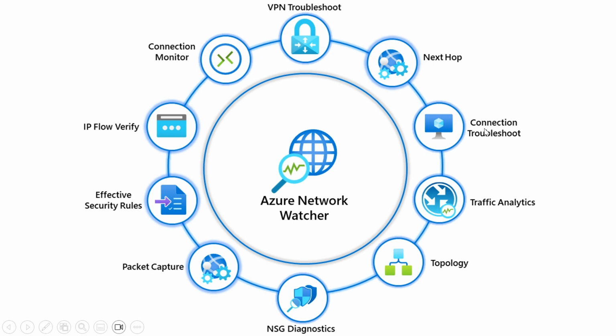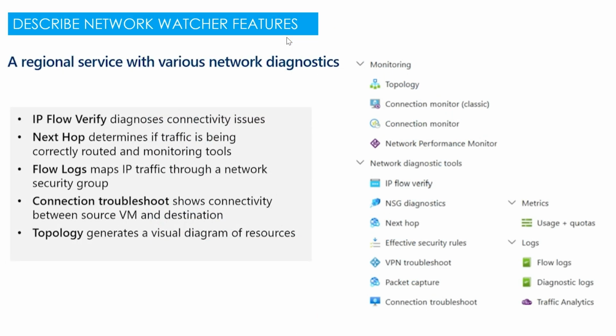So this is one of the examples that we were discussing, connection troubleshoot. And similarly, we have next hop to identify how the traffic is flowing through, which is the gateway, and where exactly is the next hop for your traffic flow. And there are plenty of other tools which help you with different aspects. So we will get into the details of each and every tool one by one. They are categorized into monitoring, diagnosis, and metrics and logs. We will go through each and every service.